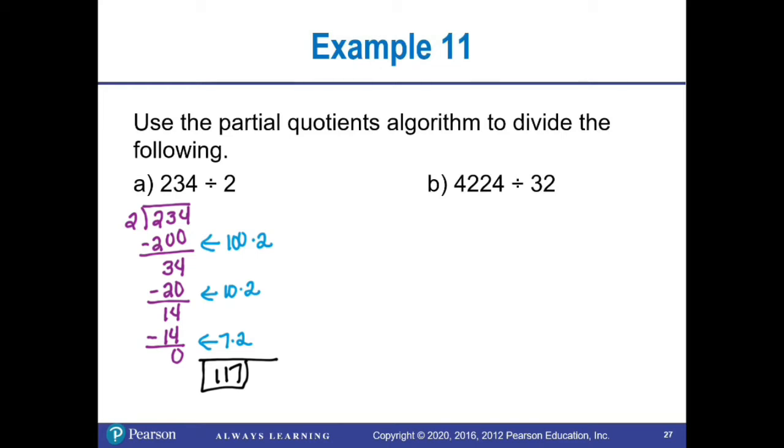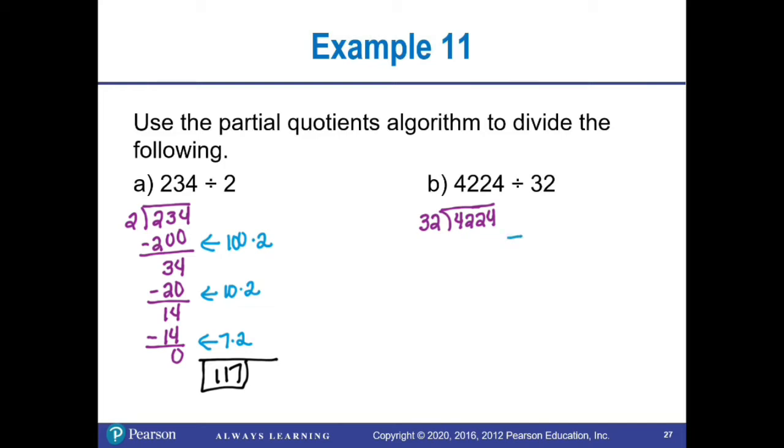In part B, we're going to divide 32 into 4,224. Now, if I start to think about that first place in my dividend, the thousands place, and I think about 1,000 32s, well, that's 32,000. That is obviously way too big. So let's move to hundreds.